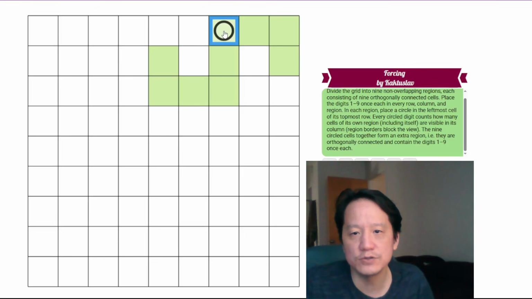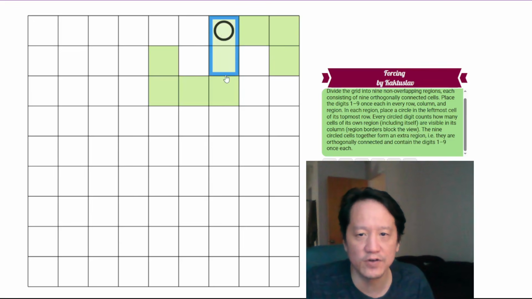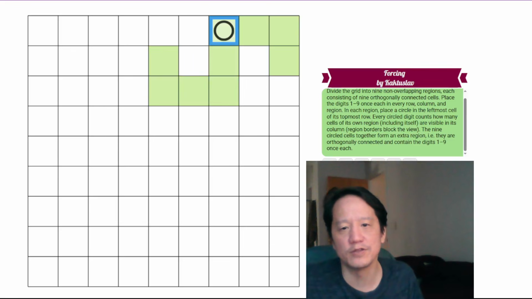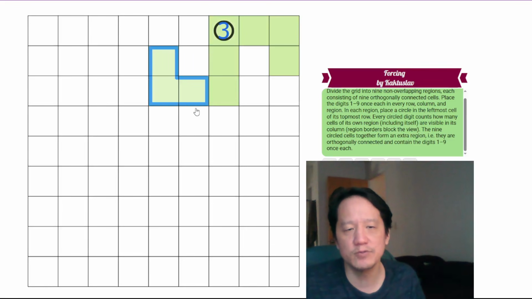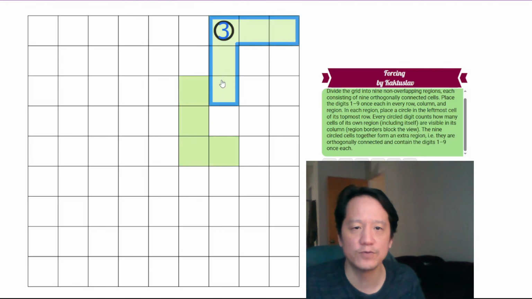And every circled digit counts how many cells of its own region, including itself, are visible in its column, and region borders block view. So in this case, it would be a 3. Say we did something funky, like this was the region. This would still see 3 cells because region borders block view, and this is a region as a whole.